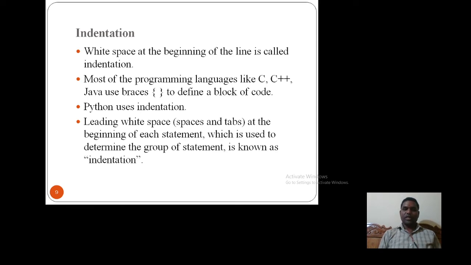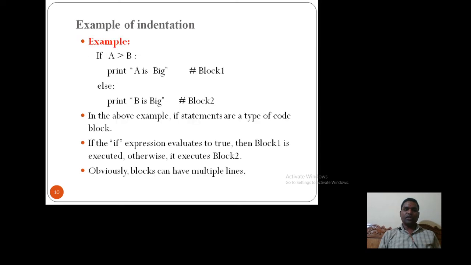Now we will see some examples of indentation. So here is the example. I have a couple of lines of statements. If A is greater than B, print A is B. It's block 1. Else, print B is B. It's block 2. For example, an if statement type of code block. So this entire thing we can call an if block.